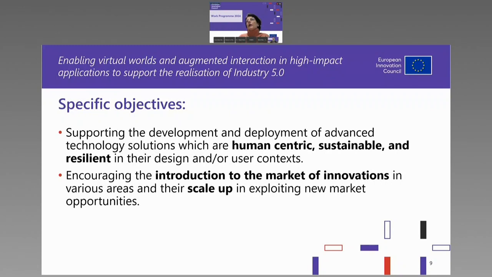First of all, let me read what the specific objective of the challenge is. It is to support the development and deployment of advanced technology solutions which are human-centric, sustainable and resilient in their design and/or user contexts. The challenge aims at the introduction to the market of innovation in areas like artificial intelligence, distributed ledger technologies, spatial computing, location mapping, digital twins. I will go through those immediately, but it's not only about introduction to the market. It's very important that there is scale up in the exploitation of these new market opportunities, which is really encouraging at this point.